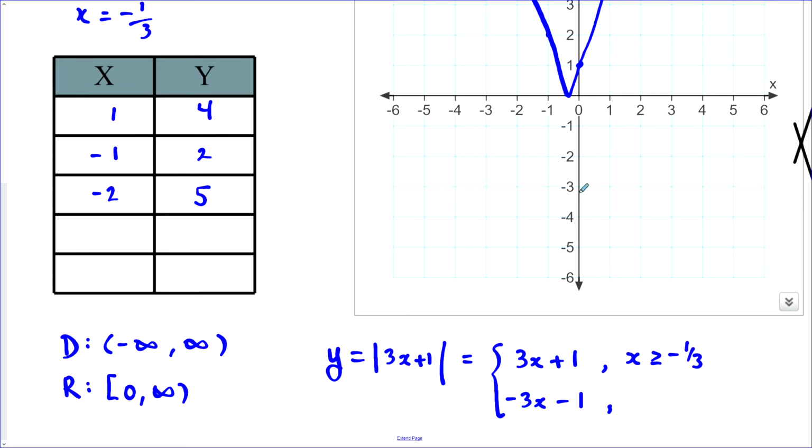And the other part is where it was negative. It used to be down here. I took the absolute value sign and made it positive. Now it's up there. So that would be when x is less than negative 1/3. Remember, I'm giving the 0 to the positive case here.